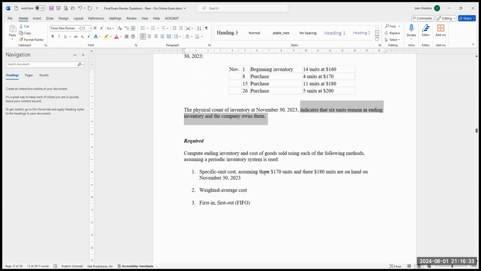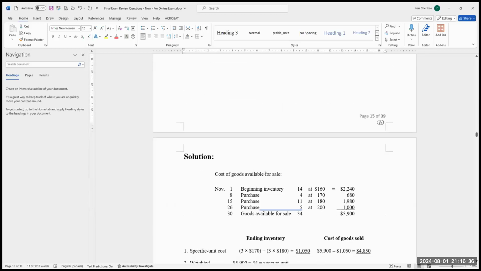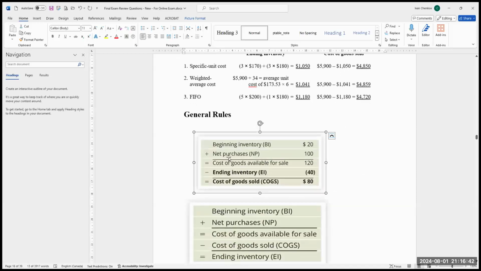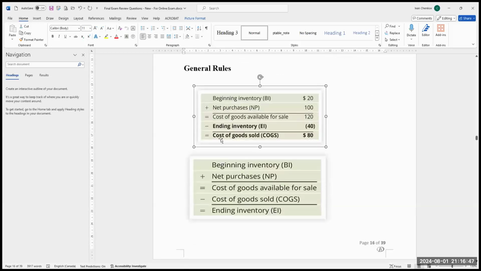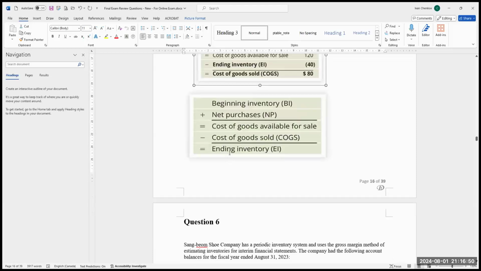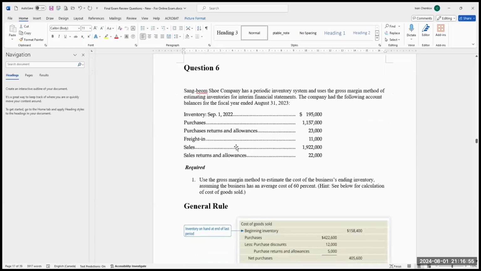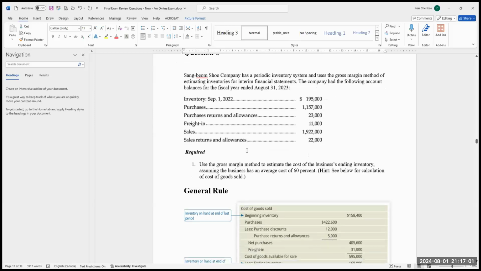I'm going to stop sharing and go back to the questions. That was question 5, and this is the rationale for question 5. Please remember those general rules, how to calculate the cost of goods sold and how to calculate the ending inventory. Please. The next question is question number 4, which happened on your test 4. This question is going to come on the final exam. I can promise you that.